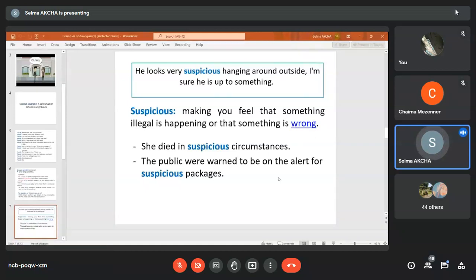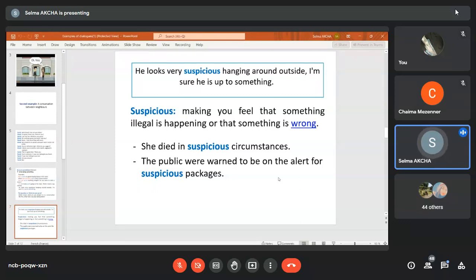We have been asked, we have been warned, on a été prévenu, on a été alerté, pour faire attention aux paquets suspects. We have been warned to be on the alert for suspicious packages. Nowadays, of course, it is not a message that we can read on our TV, thank God. Alhamdulillah, ce n'est plus des messages qu'on peut voir.